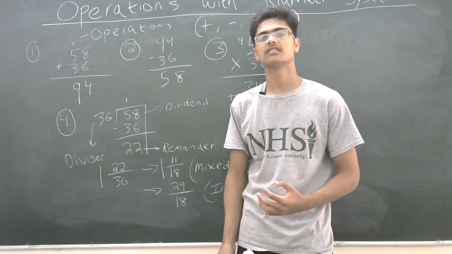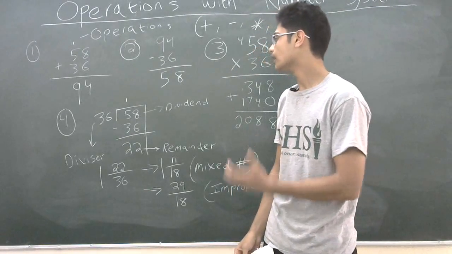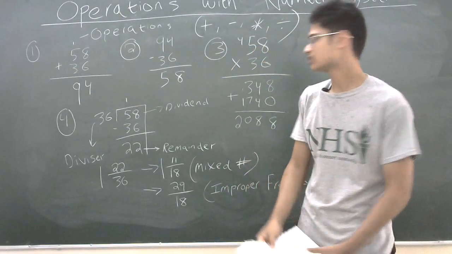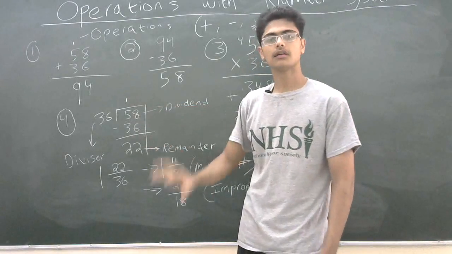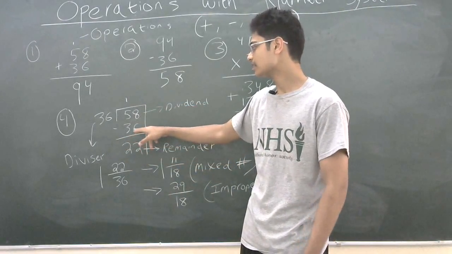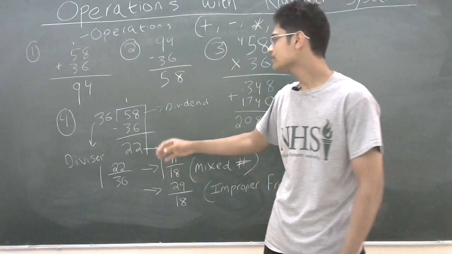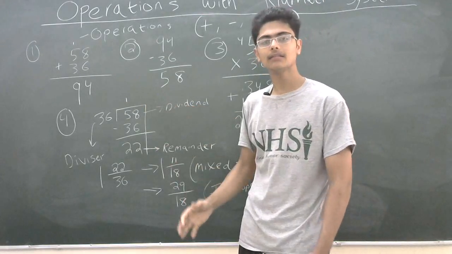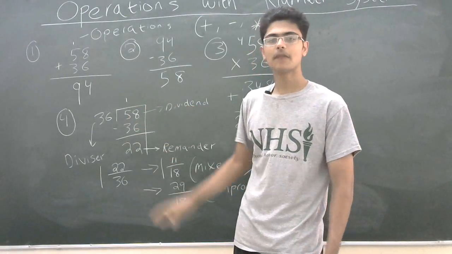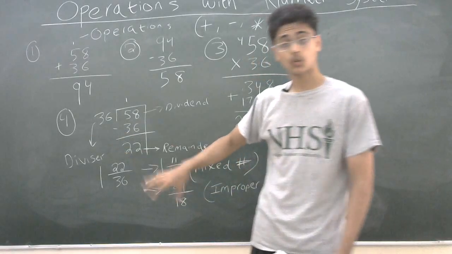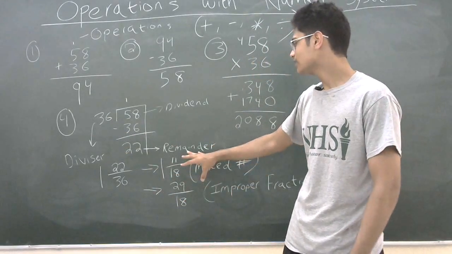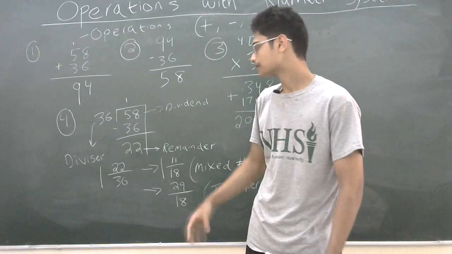So how many times does 36 go into 58? Once. So we place the 1 here. 36 times 1 is 36. And then you subtract 36 from 58. So 8 minus 6 is 2. 5 minus 3 is 2. So 22 is what we get. And 22 is known as the remainder.